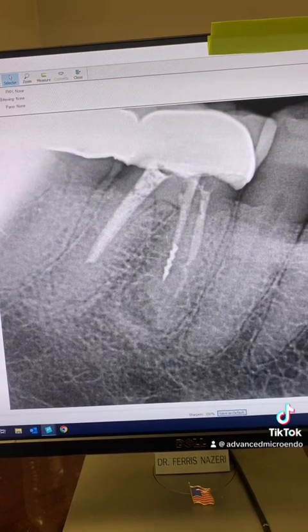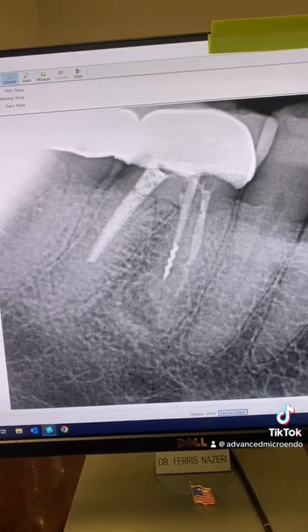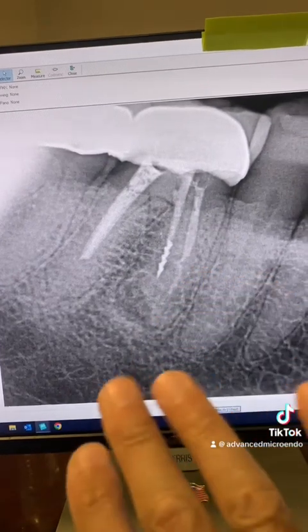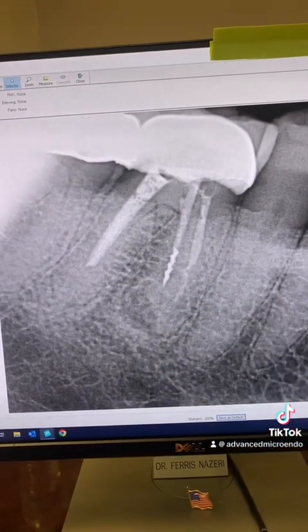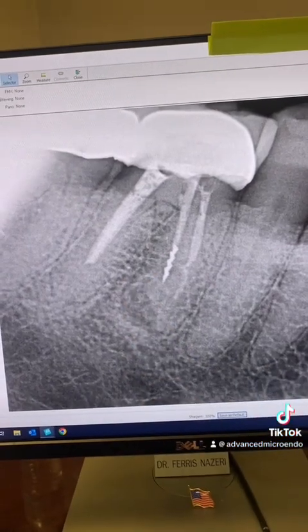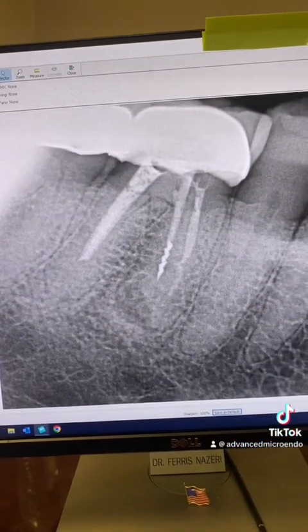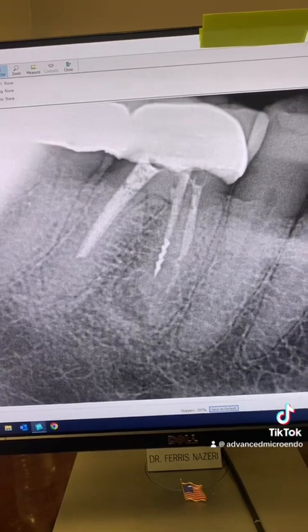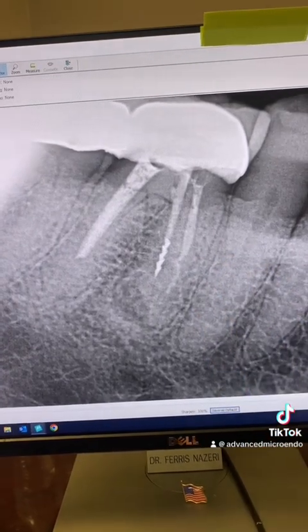So he saw his dentist, and his dentist took some PAs to make sure there are no dental related problems, and noticed this periapical radiolucency. The tooth will also need a new crown. So the patient was referred to me so I can redo this root canal.